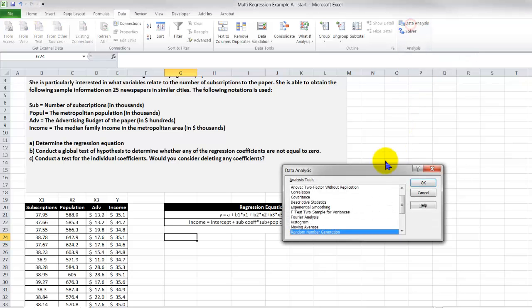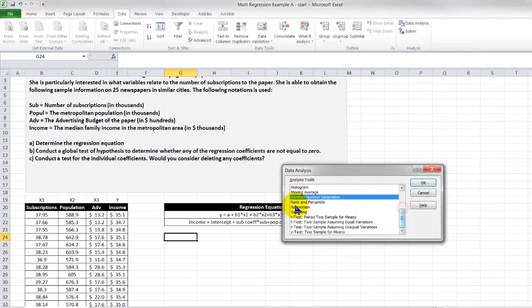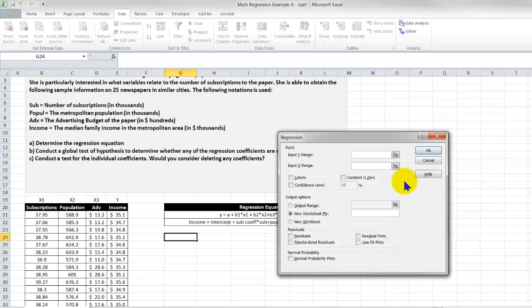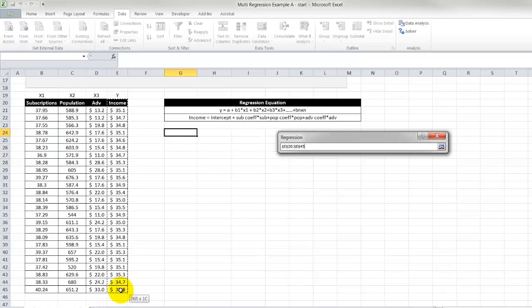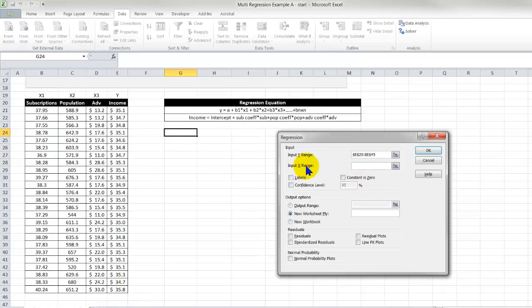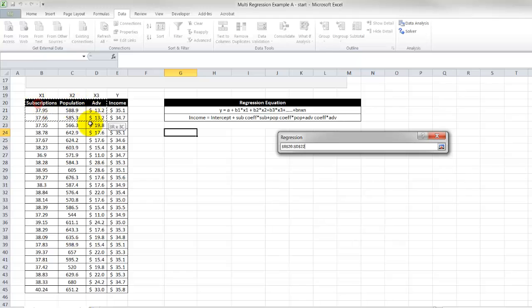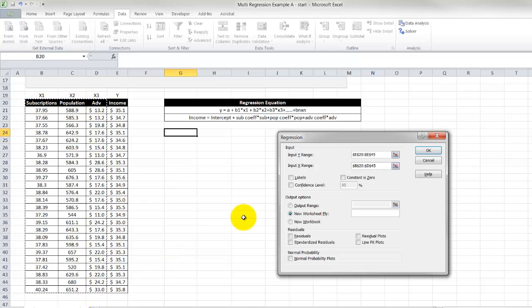Let's go to data analysis, find regression, hit OK. Our input range, actually I would prefer if it said output, because that's going to be the output of our model, but that's beside the point. Our input Y range is going to be equal to the range of all of our Y inputs. The range X will actually be equal to the 3 columns of X values.